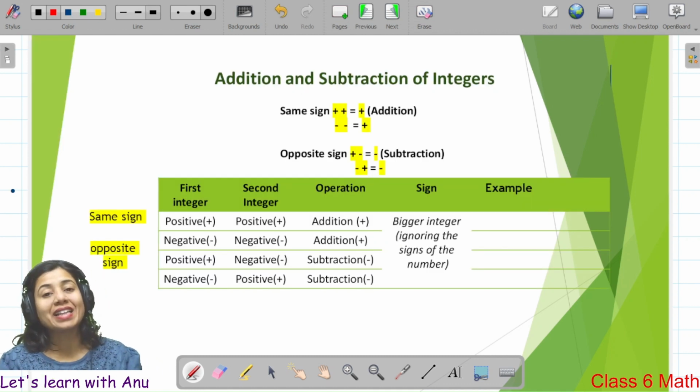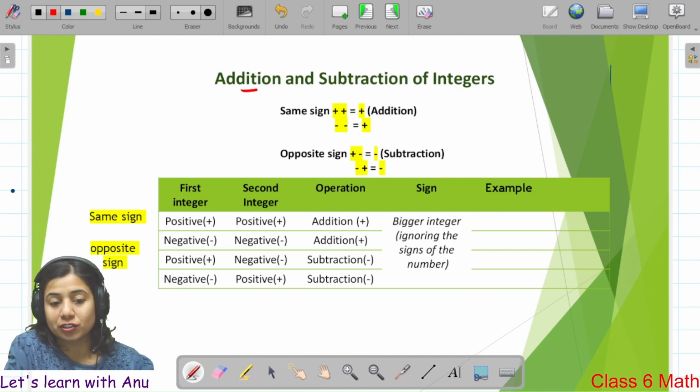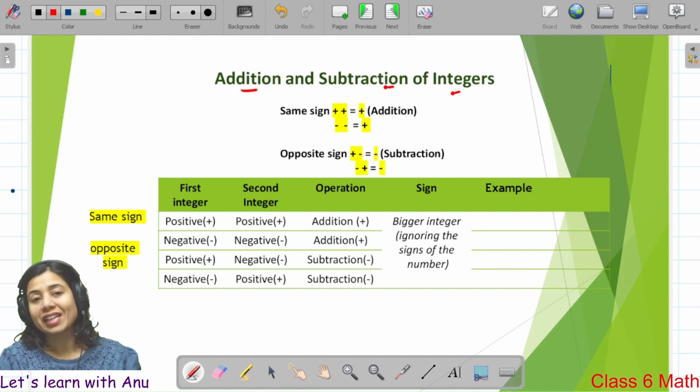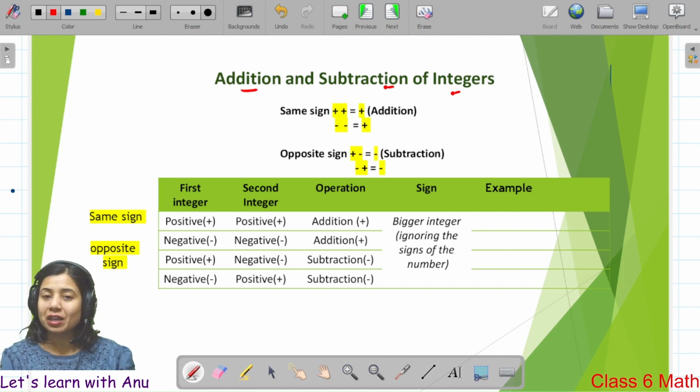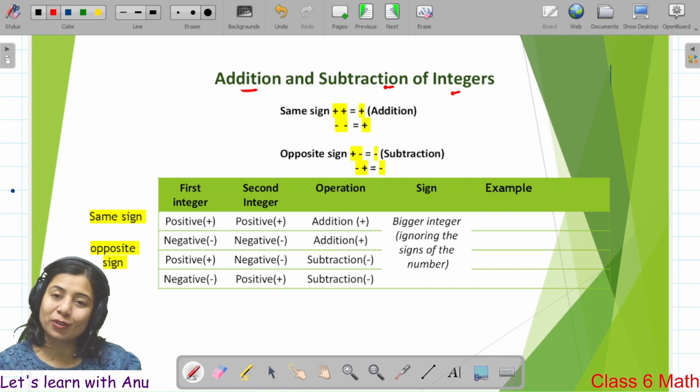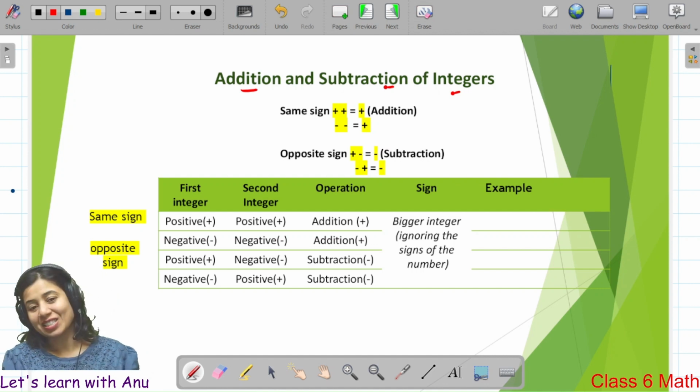So let's begin with addition and subtraction of integers, right? There are certain rules that we have to follow, and once those rules are clear in our mind, it's going to be a piece of cake for all of you. Just trust me, class. So let's begin.